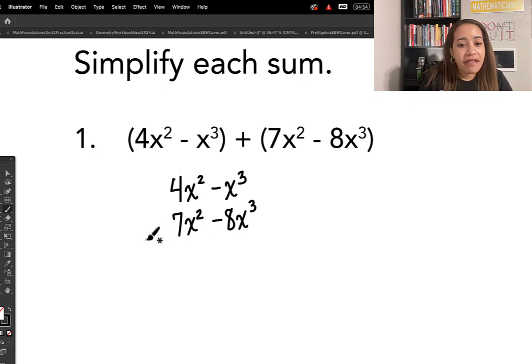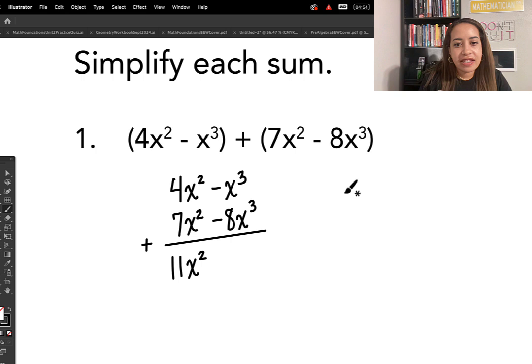So now that we have the pieces that look alike, we can add them up. 4 plus 7 gives us 11x squared. Here I have an invisible 1. This is like negative 1 plus negative 8.